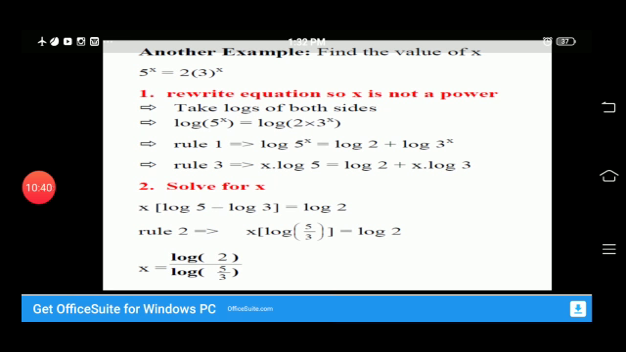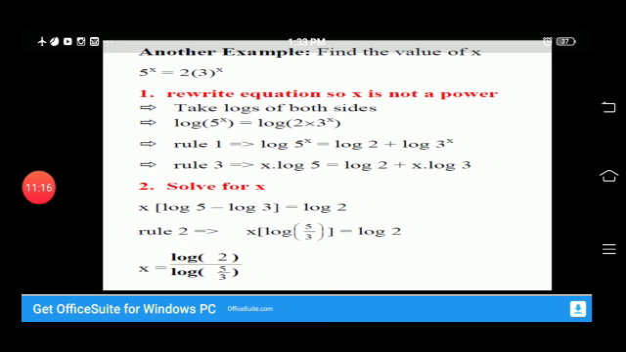Another example. Find the value of x when 5 raised to power x is equal to 2 times 3 raised to power x. Now we can clearly see that the variable x is in the power on both sides, on the left hand side and on the right hand side as well. And on the right hand side, the other rule is also applying, that two quantities are multiplying. What we will do, rewrite the equation so x is not in the power. Take logs of both sides.